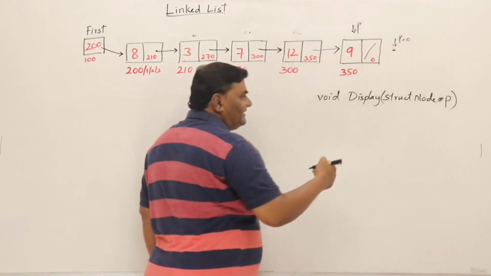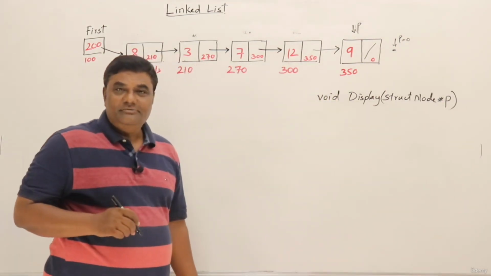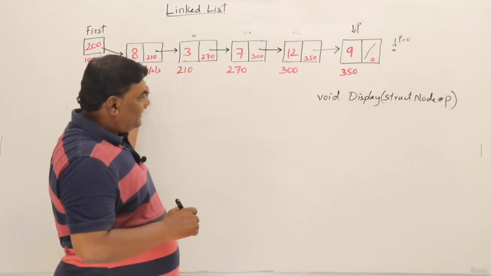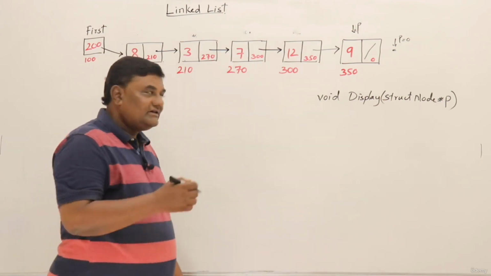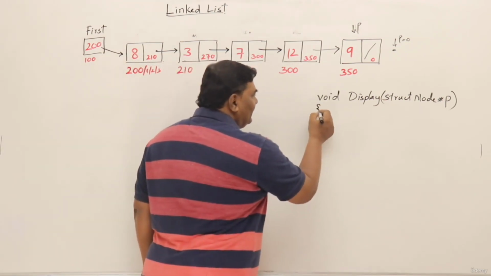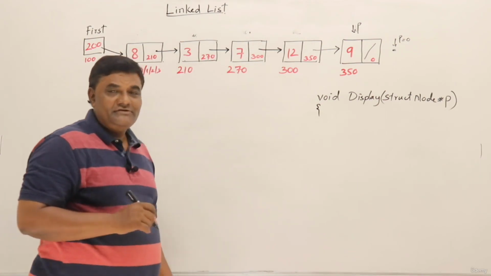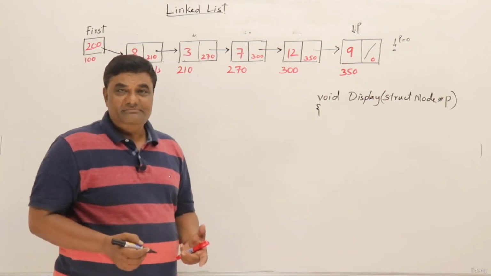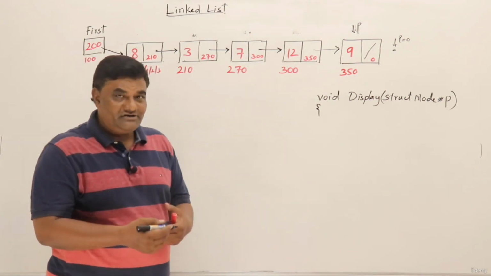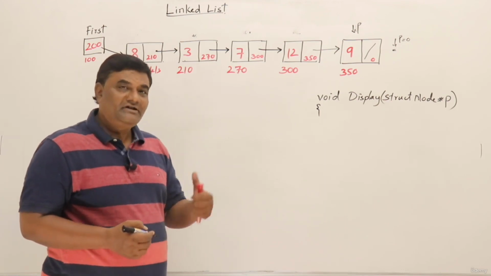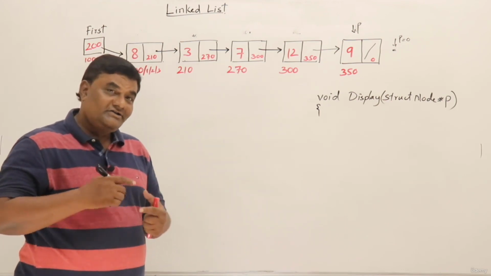Let us call the pointer name p, and it is taking p as a pointer. So we'll be passing first as a pointer to this one. Then, as this is recursive, we should write down the base condition. Base condition may be for continuation or termination. So we will write the condition for continuation.